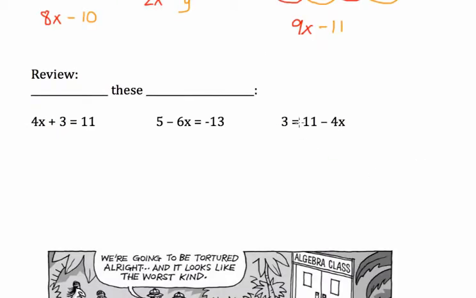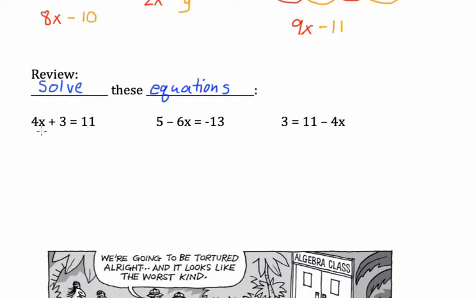These, on the other hand, are equations. They have an equals sign in them. When you get equations like this, you're usually going to be asked to solve them. That means find the value of x that makes this equation true. So we're going to get an answer, like x is 2 or x is negative 3/4.